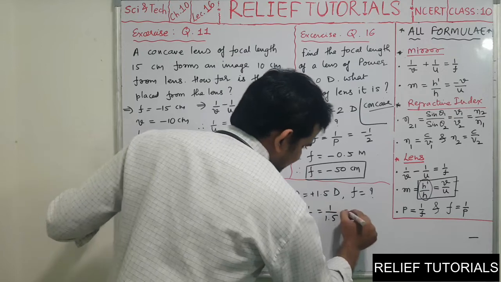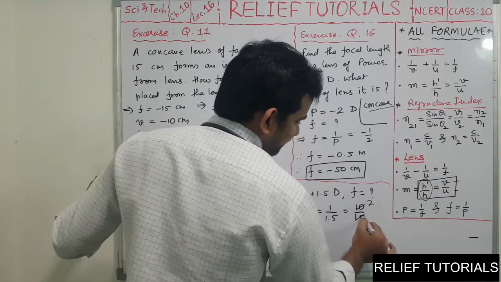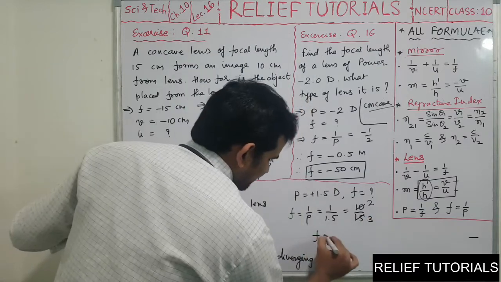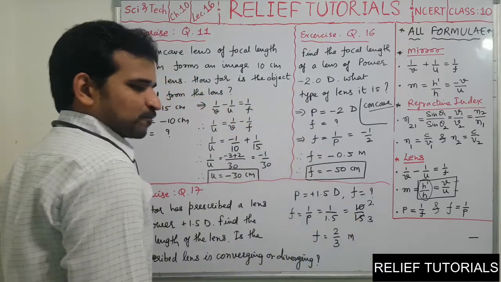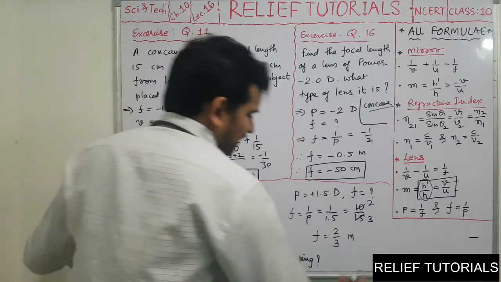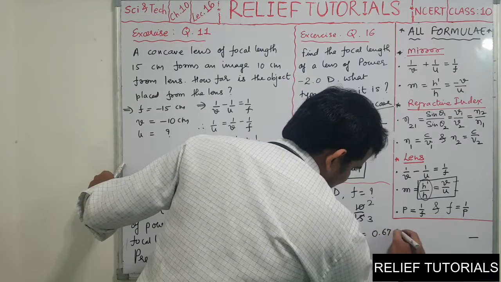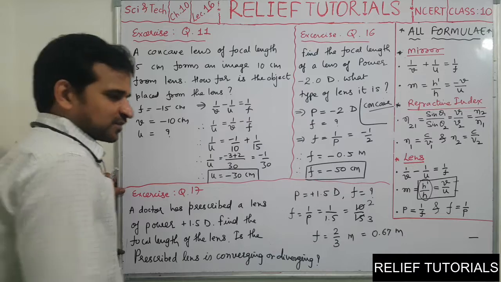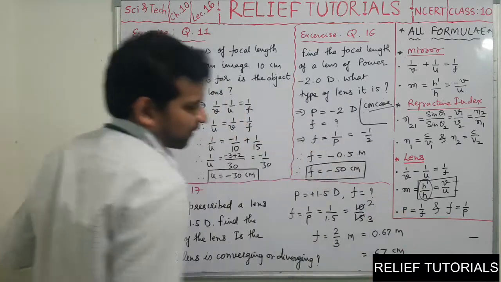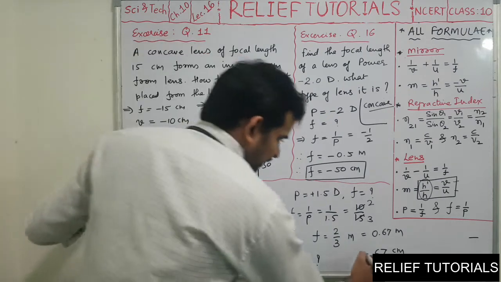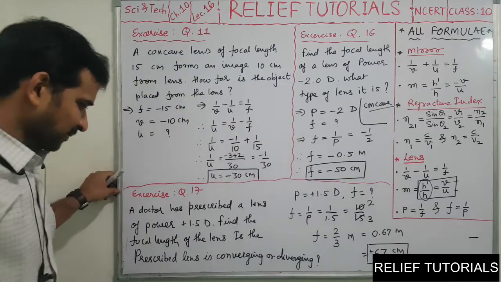10 should be in the numerator. So it is 10 by 15. 5 2s are and 5 3s are. So focal length here is 2 by 3 meter. Focal length is 2 by 3 meter, so it should be 0.666, so 0.67 meter. It's nearly 67 centimeter. Because the focal length is positive here, we can say this lens is convex lens.